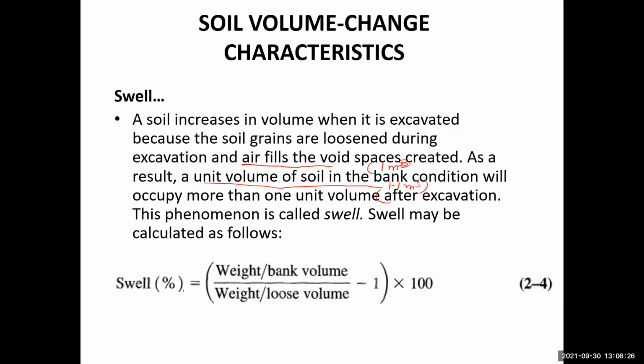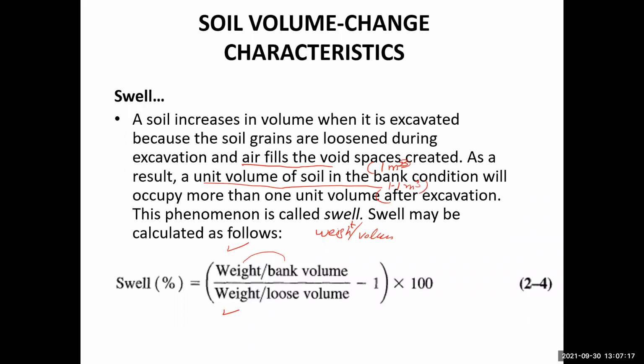But remember that in the formula, we don't normally measure the volumes, because we cannot measure them directly. We can measure the unit weights. So the unit weight in the bank condition, the weight per unit volume, and the weight per unit volume in the loose condition should be compared. You can measure the density in the bank condition and the density in the loose condition, and the ratio of those densities will give the percentage swell.